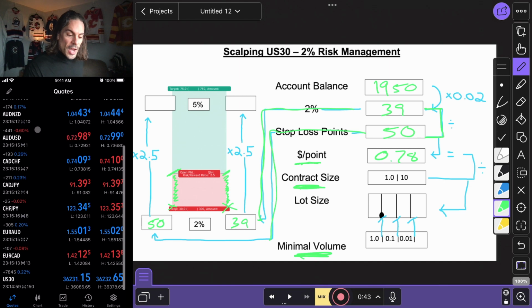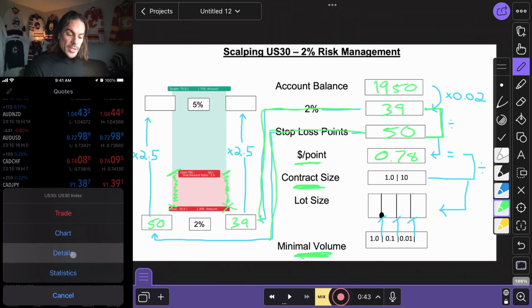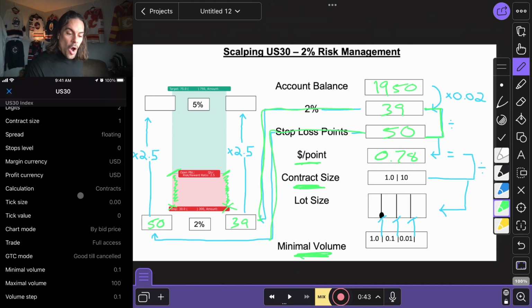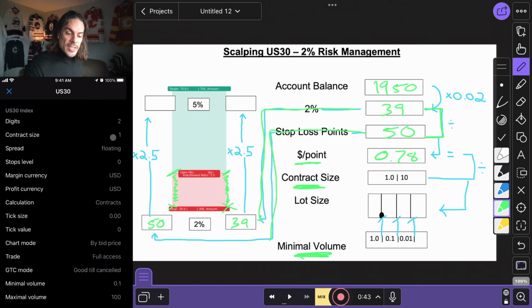All right, this is my MT5. So I'm going to be coming down here to US30, and I'm going to be going to details. On my details screen, I can see my contract size is 1. So a contract size is like, how many things can you buy? If you're buying eggs, can you buy 1 egg, 6 eggs, 12 eggs, a flat?